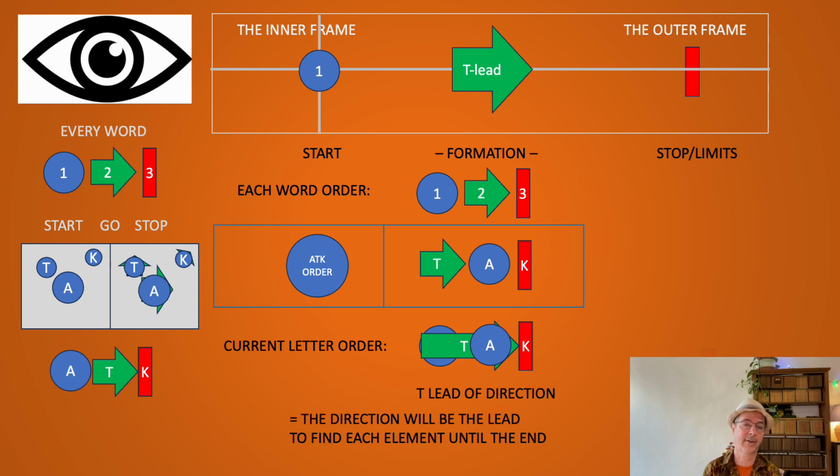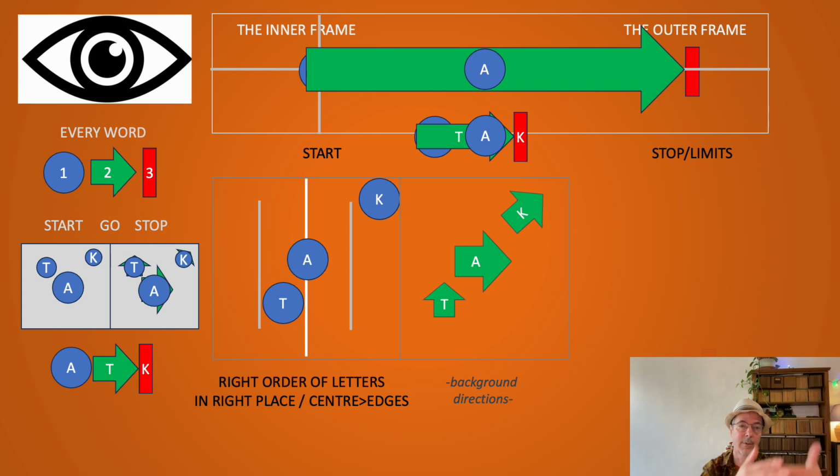But here we have the T lead, the direction will be led, and there you can find each element underneath. Just put them on top of each other. So you have this 1, 2, 3, and you have T, A, and K. Put T, A, and K on top, and you already have a very good clue in which direction the word will go. Here you see it will lead the direction, and you will find the elements that you need to work with. So the basic frame, you can see starting point, direction, and ending point.